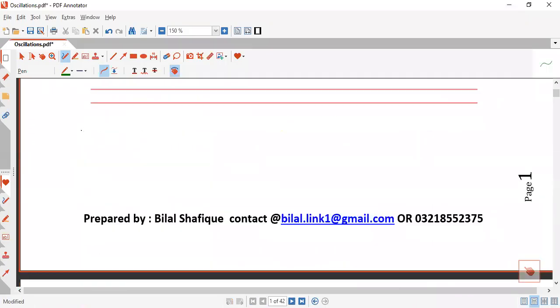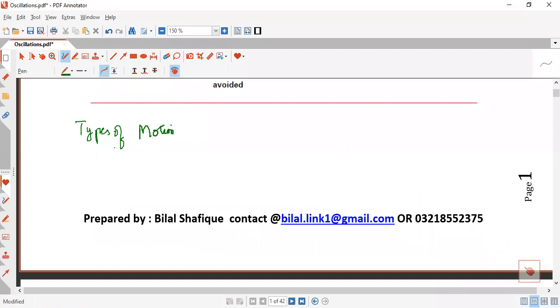Okay. So students, how many types of motion are there? Anyone? How many types of motion are there? No one knows? Linear motion, straight line, very good. Second, circular motion. Any other? Oscillatory motion, very good.